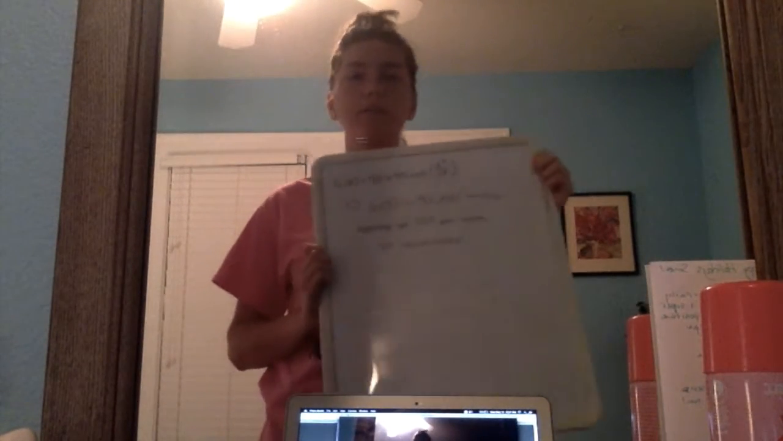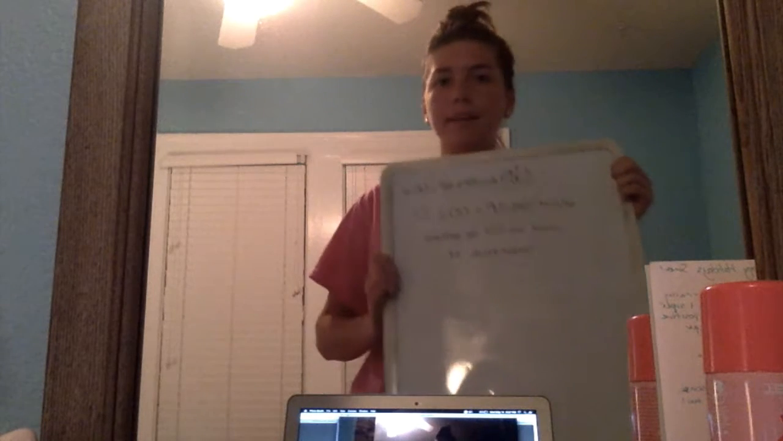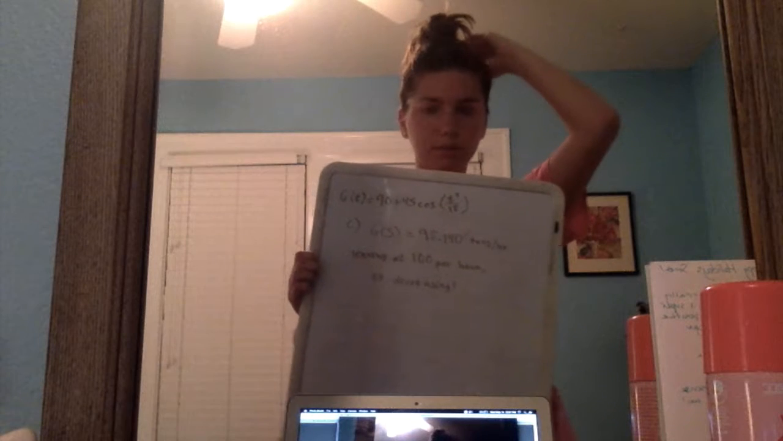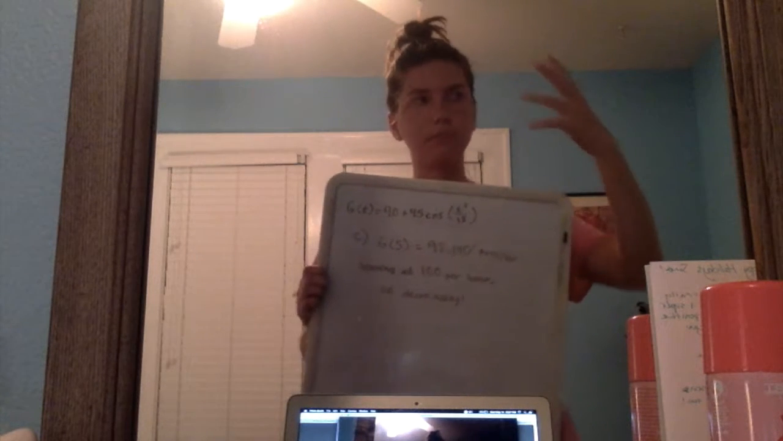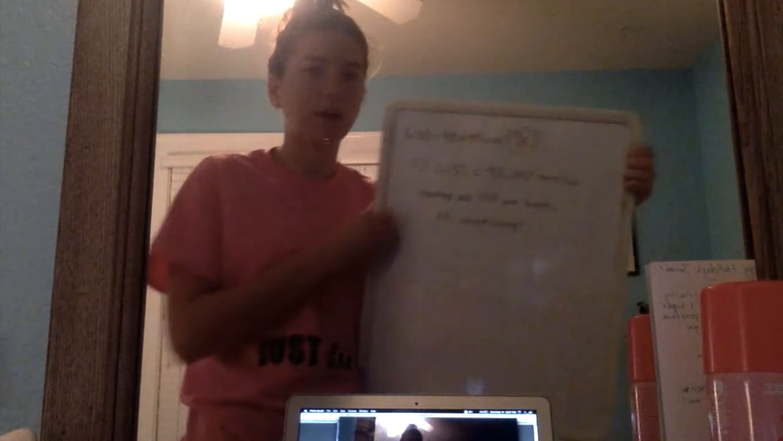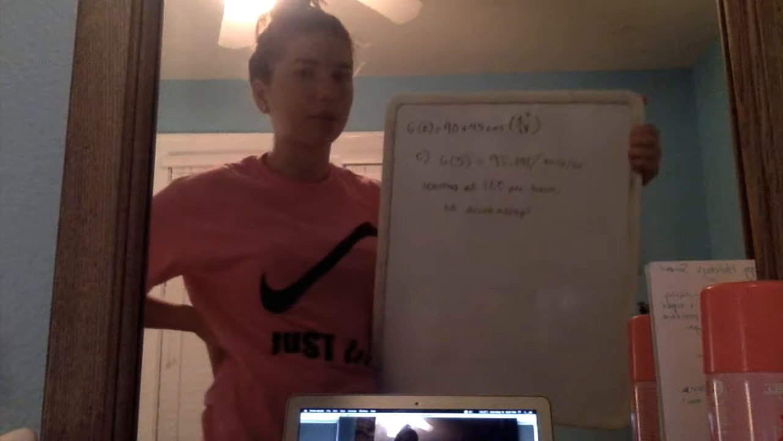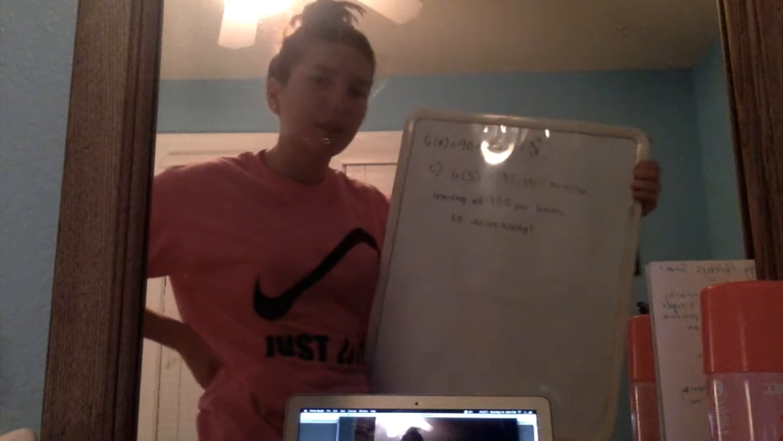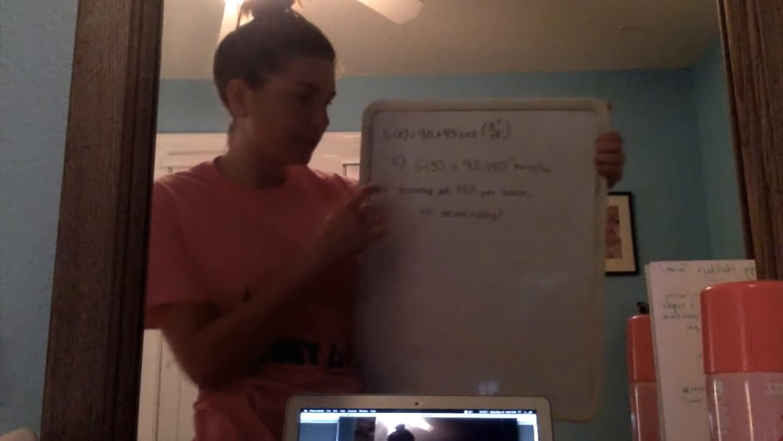For letter C, we're trying to figure out if the total amount of gravel in the processing facility at time t equals 5 is increasing or decreasing. So we have to find the amount coming in at time t equals 5 by plugging 5 into the g of t equation.